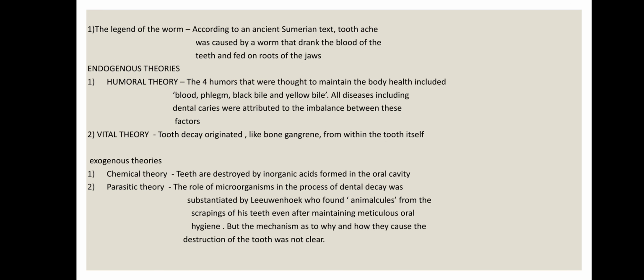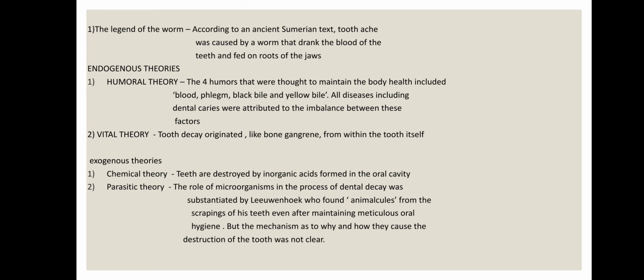The legend of the worm. According to an ancient Sumerian text, toothache was caused by a worm that drank the blood of the teeth and fed on the roots of the jaws. Humoral theory. The four humors that were thought to maintain the body health included blood, phlegm, black bile, and yellow bile. All diseases, including dental caries, were attributed to the imbalance between these factors. Vital theory. Tooth decay originated, like bone gangrene, from within the tooth itself.